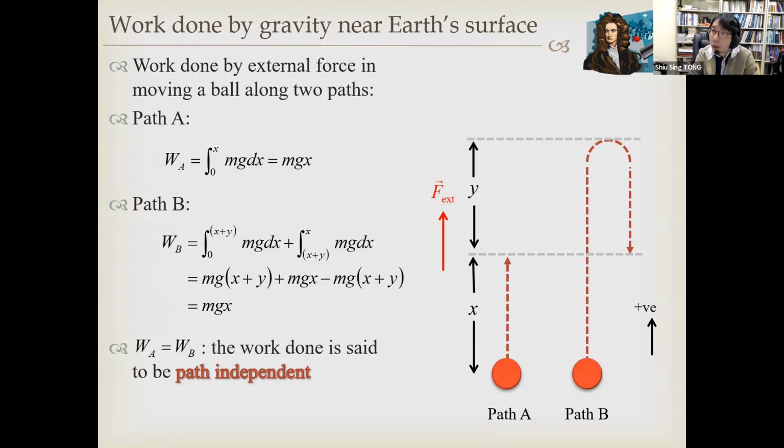The technical term for saying that is that the work done is independent of path. It does not depend on the intermediate process, how you move the apple. We might be moving it in a very complicated way, but still you get the same work done as long as the final position is the same.